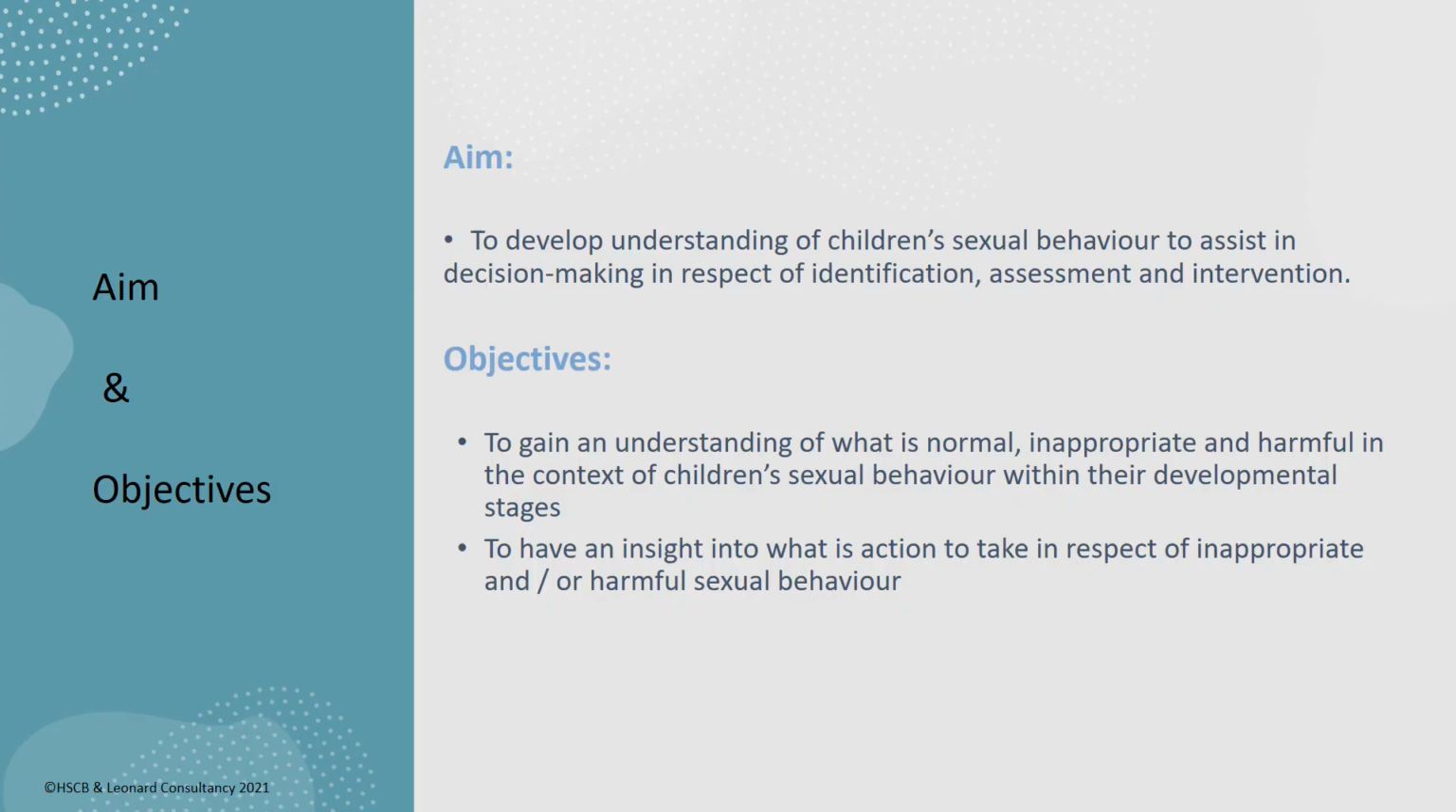So what we're aiming to do is take a look at understanding what is children's sexual behaviour, and that's really to help then in the decision making whenever you're to identify is there a problem, and then assessment for intervention. So we're going to look again at understanding what is normal, what's inappropriate and what is harmful in the context of children's sexual behaviour within their developmental stages, which is really important. Part of the assessment of what is normal and what is maybe of concern is really gauged around what stage that child is at, but also then to have an insight as to maybe what action to take.